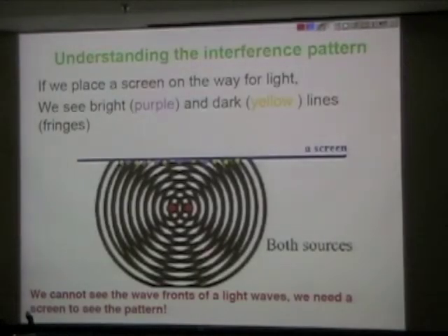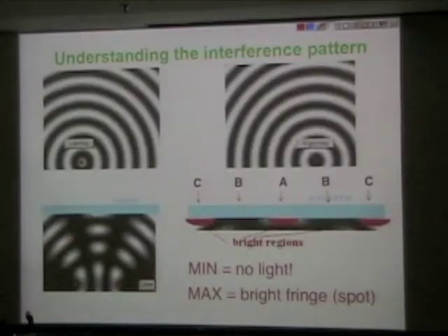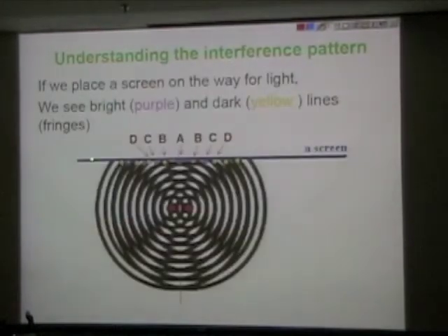Well, here's just an illustration based on our wave representation of sound waves. If we place a screen here, that's what we see: central maximum, minimum, first maximum, second minimum, etc., etc.